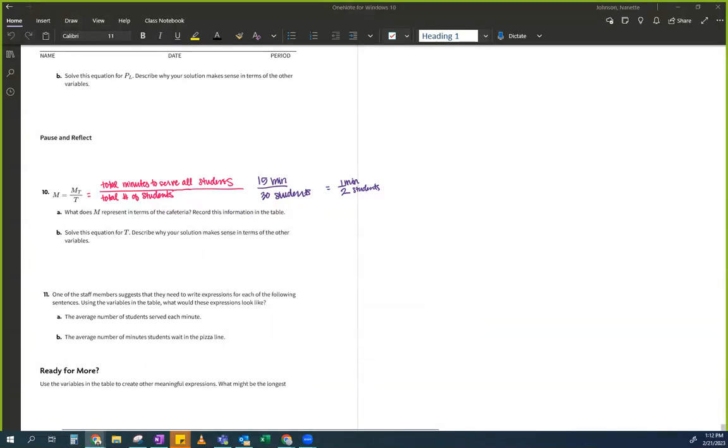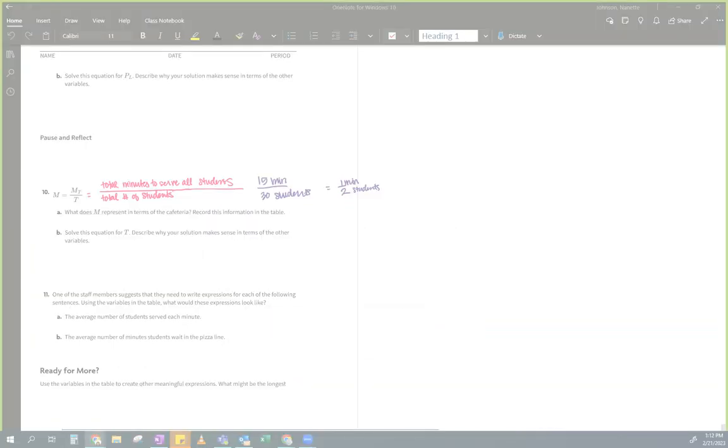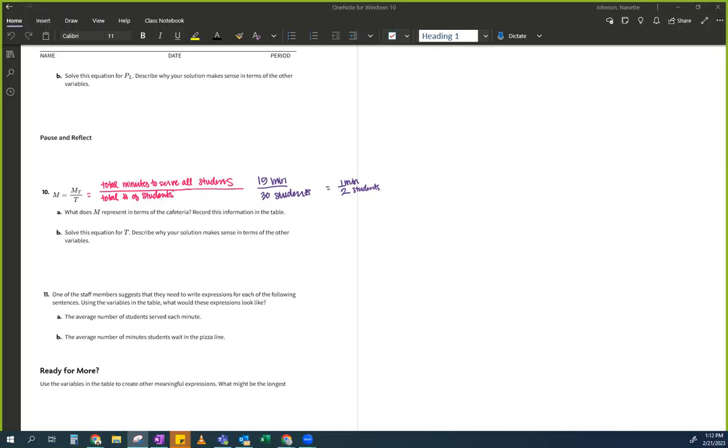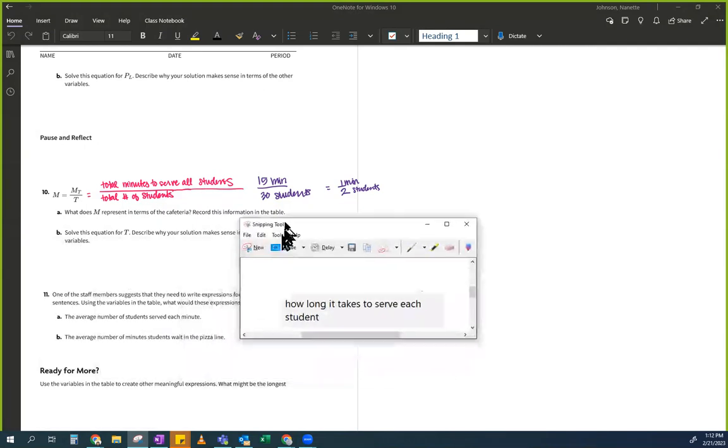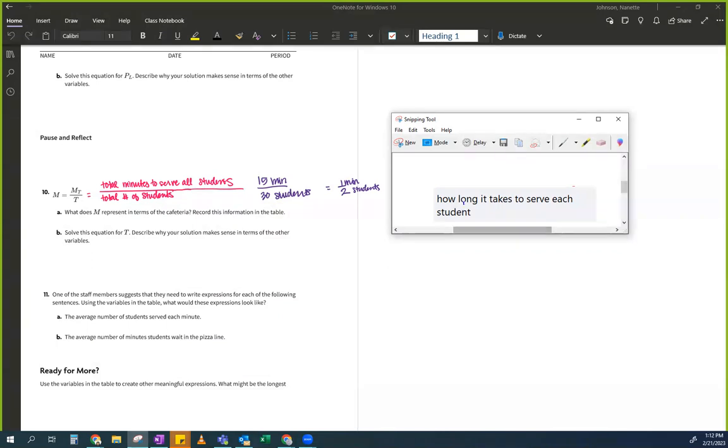The first half, the second half. I didn't hear anything. It's the bottom one was 2, which means it would take like 30 seconds. Yeah. So it basically means how long it takes to serve each student.